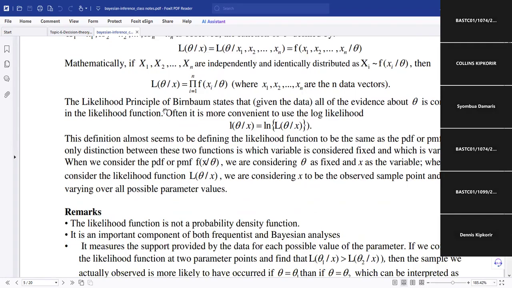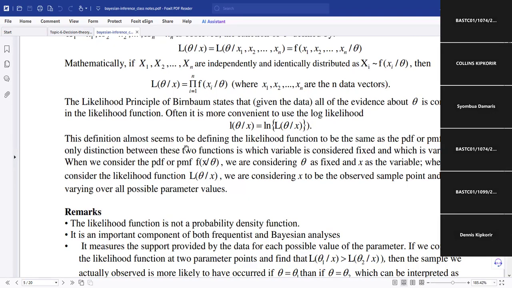So using the likelihood principle of Birnbaum, which states that all the evidence about theta is contained in the likelihood function, it is more convenient to use the log likelihood. So normally the small l(theta given x), not the capital L, is the natural logarithm of L(theta given x). When you talk about the log likelihood, we are getting the natural logarithm of L(theta given x).